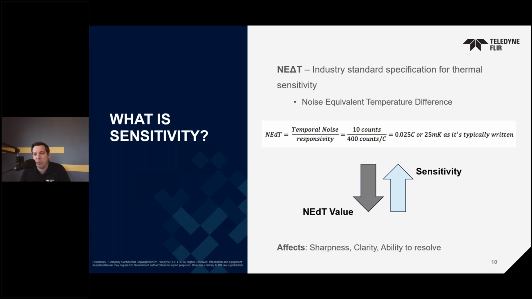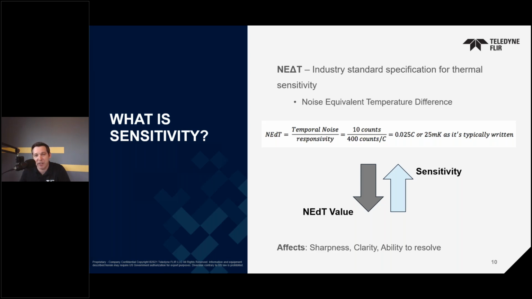Also, you can compare NEDT values across different detector types and vendors, but be aware that NEDT is calculated differently for different detector types. So while you can compare across different detectors and vendors, I would really only use it as a general comparison spec, because the system performance in your application is what really matters, and how they measured that NEDT really matters.